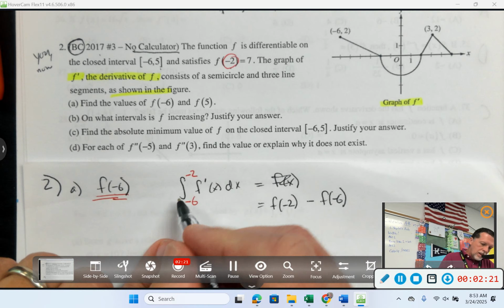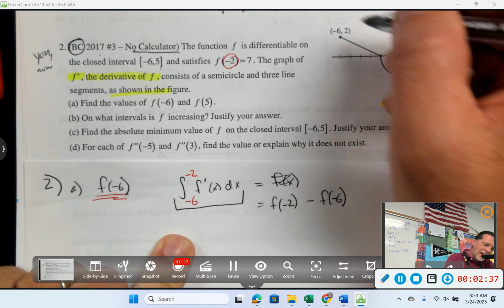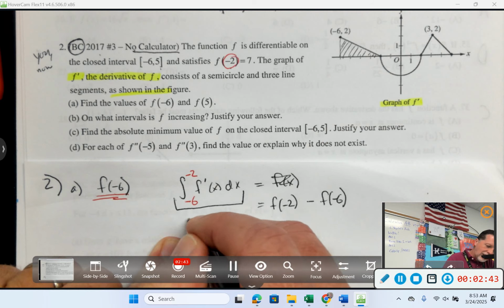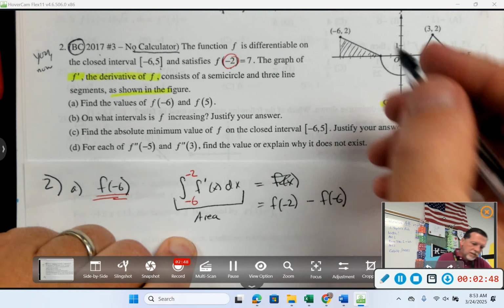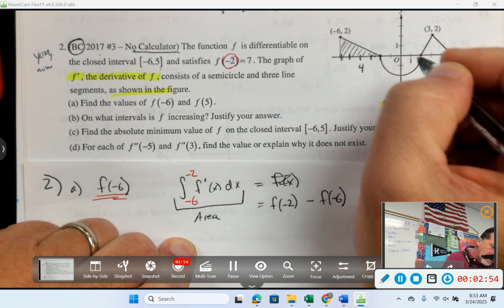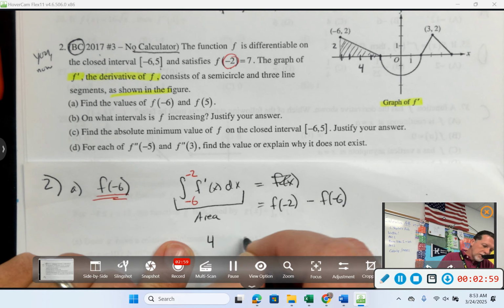That would give me f of -2 minus f of -6. So how am I going to evaluate the antiderivative of f prime from -6 to -2? How do I find that? Count the squares? I don't know that I could count the squares on this one, but yes, area. So let's be careful here. That's 4 wide by 2 high. So half of 4 times 2 is 4.